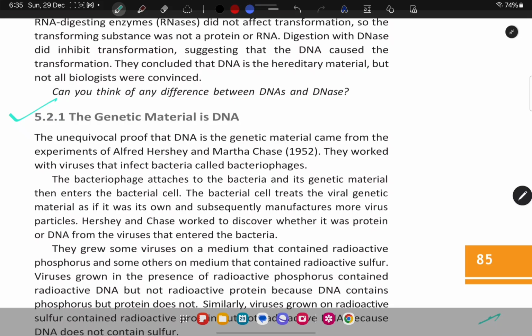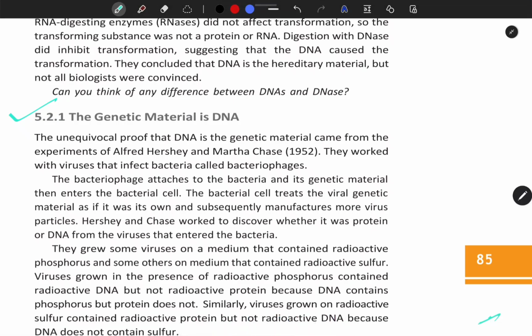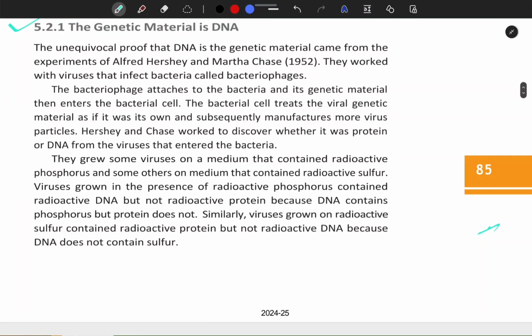5.2.1 The genetic material is DNA. The unequivocal proof that DNA is the genetic material came from the experiments of Alfred Hershey and Martha Chase in 1952. They worked with viruses that infect bacteria, called bacteriophages. The bacteriophage attaches to the bacteria and its genetic material then enters the bacterial cell. The bacterial cell treats the viral genetic material as if it was its own and subsequently manufactures more virus particles. Hershey and Chase worked to discover whether it was protein or DNA from the viruses that entered the bacteria.